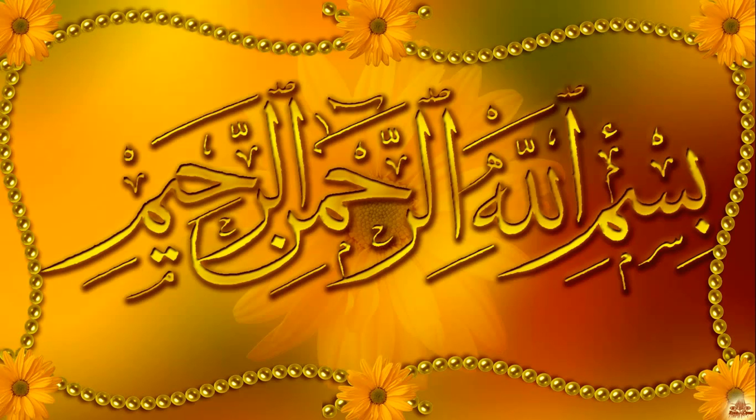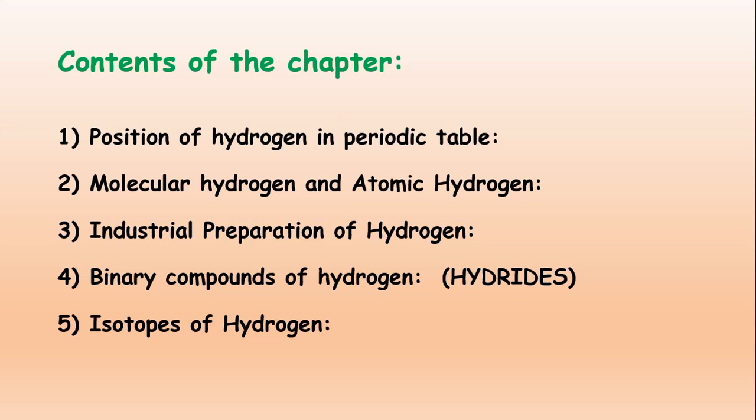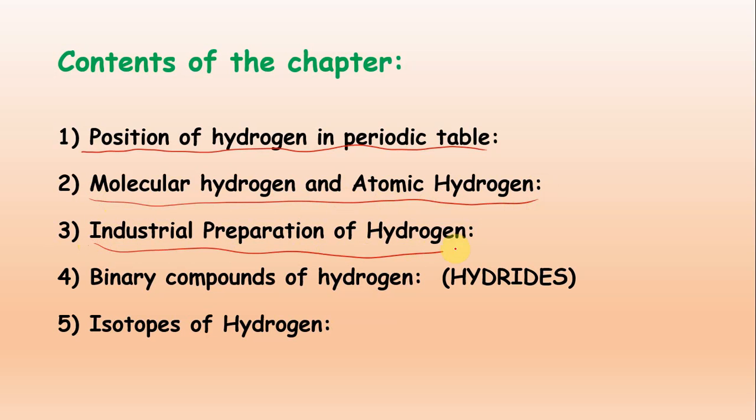Today we will discuss the second chapter of Class HSC Part II, that is hydrogen. These are the contents of the chapter. Number 1 topic is the position of hydrogen in the periodic table, then molecular hydrogen and atomic hydrogen, industrial preparation of hydrogen, binary compounds of hydrogen, also called hydrides. Last one is the isotopes of hydrogen.